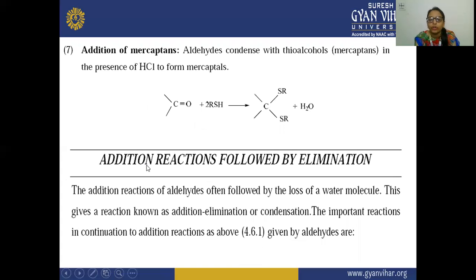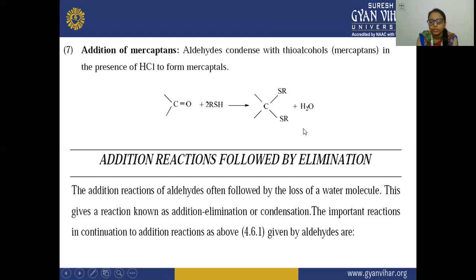Next is the addition of your mercaptans. So mercaptans involve thioalcohols. There is addition of these mercaptans, and aldehyde condenses with the thioalcohols, that is your mercaptans, in the presence of your HCl to form mercaptals. So this is your formation of these mercaptals. This aldehyde is condensing with these thioalcohols, and mercaptals are formed here in the presence of the HCl, and a water molecule is withdrawn from here.